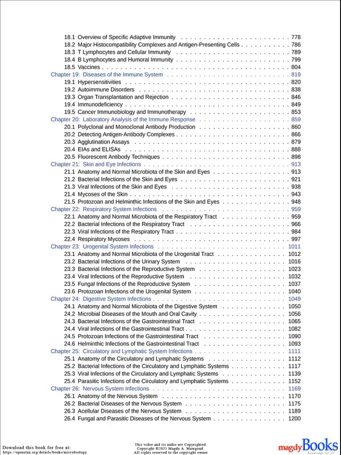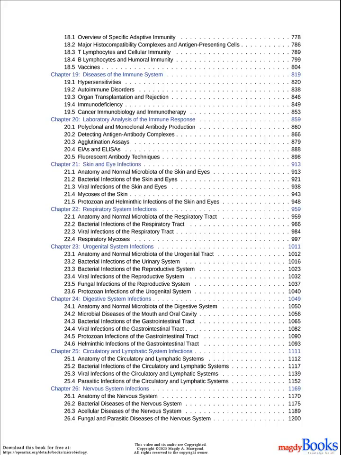20.1. Polyclonal and monoclonal antibody production. 20.2. Detecting antigen-antibody complexes. 20.3. Agglutination assays. 20.4. EIAs and ELISAs. 20.5. Fluorescent antibody techniques. Chapter 21. Skin and eye infections.